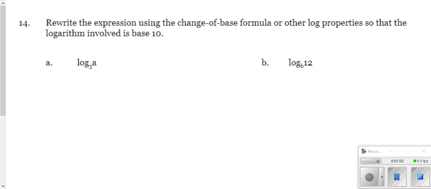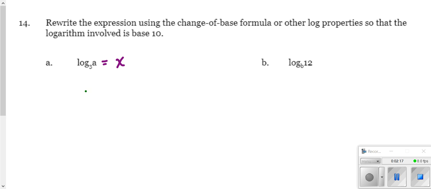Okay, this question mentioned using the change of base formula or other log properties to try to rewrite it in base 10 logs instead of base 3 or base b. So if you know the formula that I'm referring to, awesome. And if you don't, this is what I would do. And I'm going to show you the figuring it out way, because sometimes our memories are not all that we want, right?